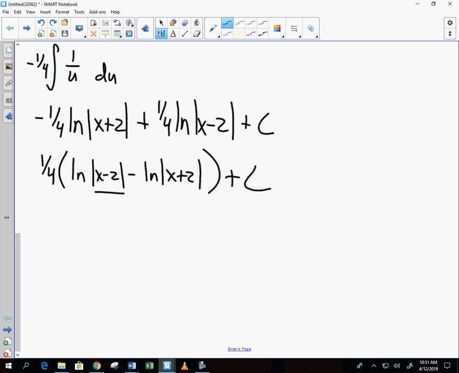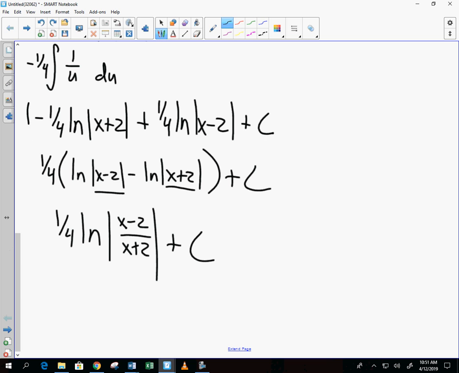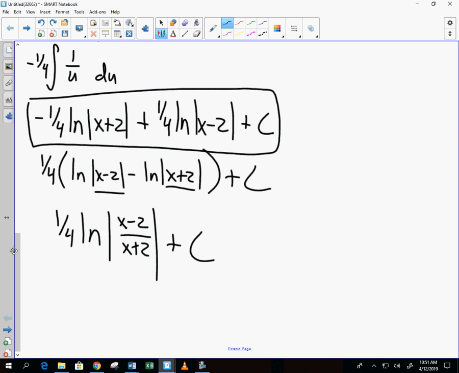So since I have subtraction, I'm going to divide those two. So 1/4 natural log of x minus 2 over x plus 2 plus a constant. You know, the most common way for people to express the answer would be like that, I would say. But without a doubt, this is an option right here.